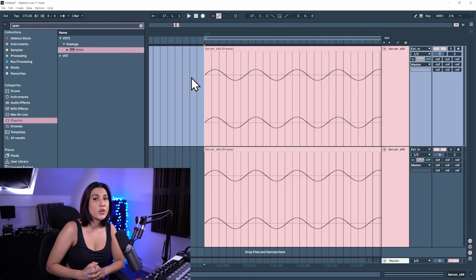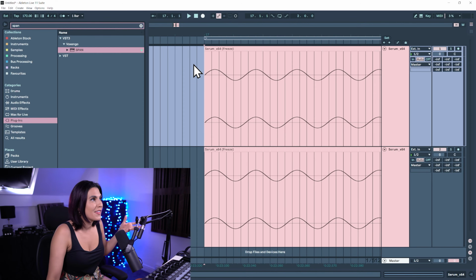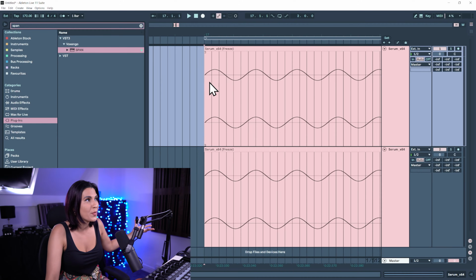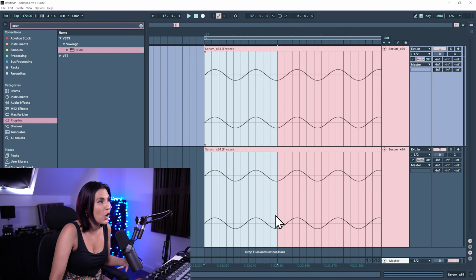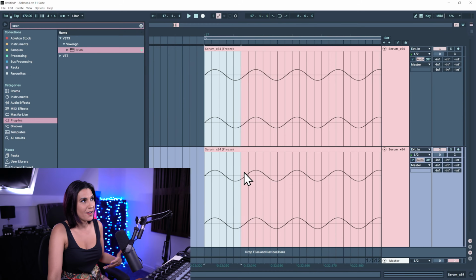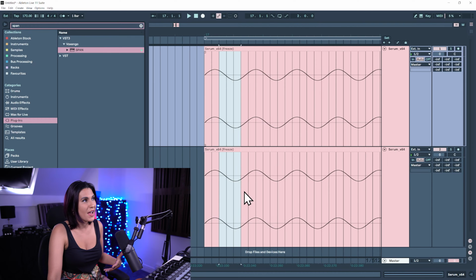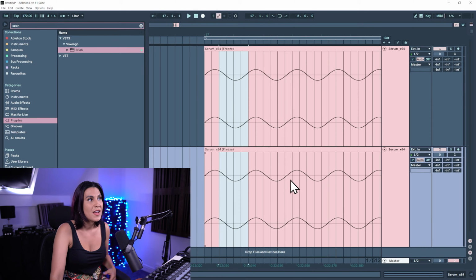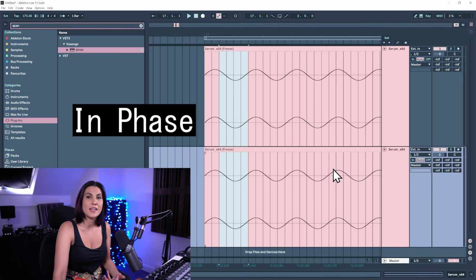I'm going to record two versions of the exact same note and bounce them out to audio so we can visually see them in audio in Ableton. Now we have our audio waveforms. We can see here that they are exactly the same pitch, exactly the same number of cycles. They are identical copies of each other. We have peaks at the same time and we have troughs at the same time. And this is what we would call in phase.